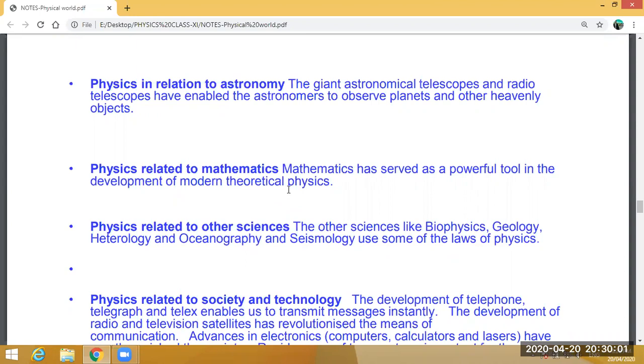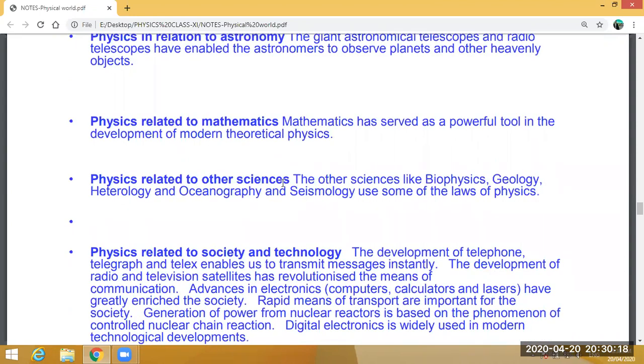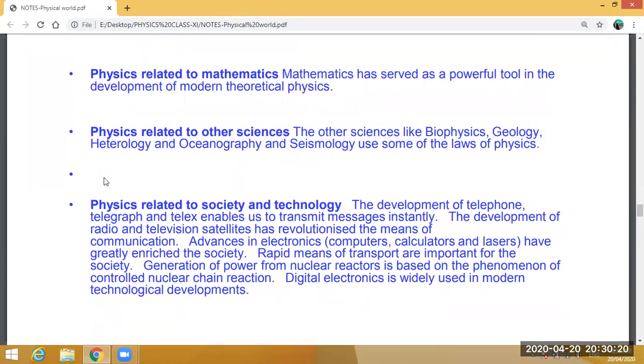So, physics related to mathematics. Now come to the point. Mathematics has served as a powerful tool in the development of modern theoretical physics. So math is the language of physics. Without math, one cannot know physics, and as well physics is the significance of maths. Knowledge of math can be applied while studying physics. Physics related to sciences.